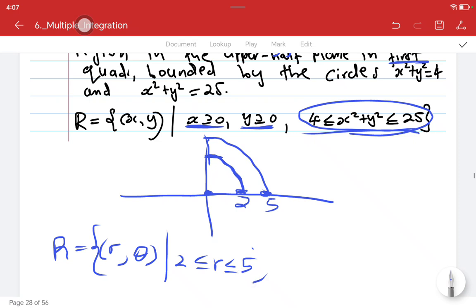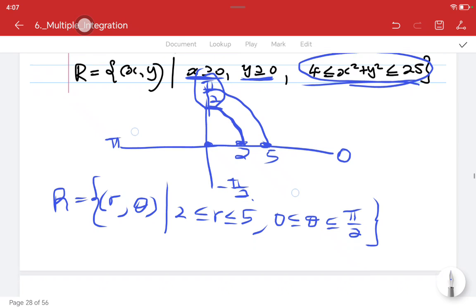And the theta, remember I said that this is 0, this is pi over 2, this is pi, this is minus pi over 2. So this one, it only goes to what? The angle only adds up to pi over 2. So this will be from 0 to pi over 2. You see right now? So this will be the case.